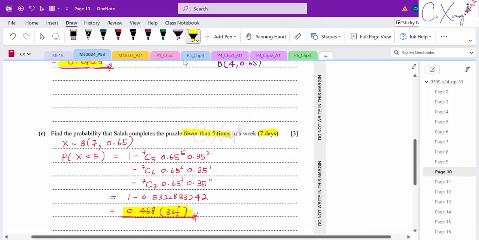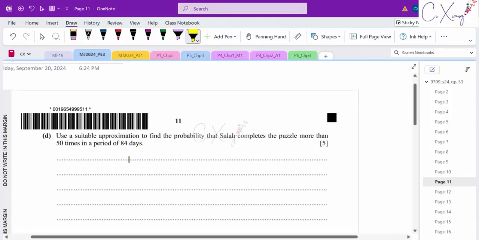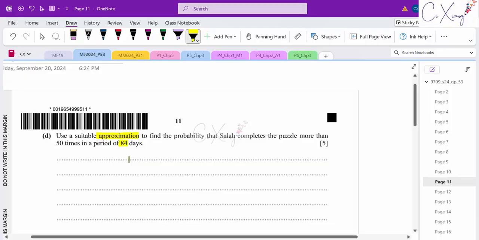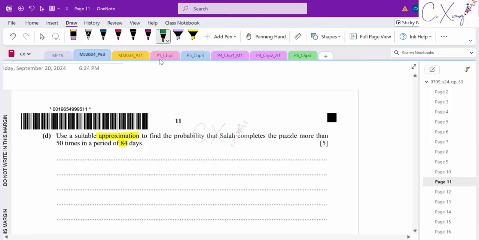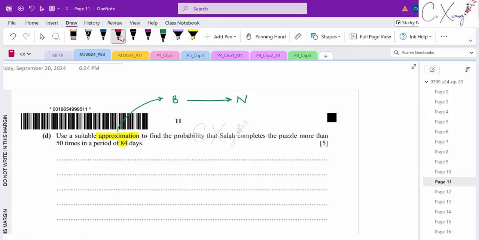Alright, then we still have one more part to go, part D. For part D, highlight the keyword approximation. Use a suitable approximation to find the probability that he completes the puzzle more than 50 times in a period of 84 days. In AS Stats 1, there's only one approximation that we need to consider, where we change binomial to normal. The keyword approximation is an important keyword. So we are changing binomial to normal.